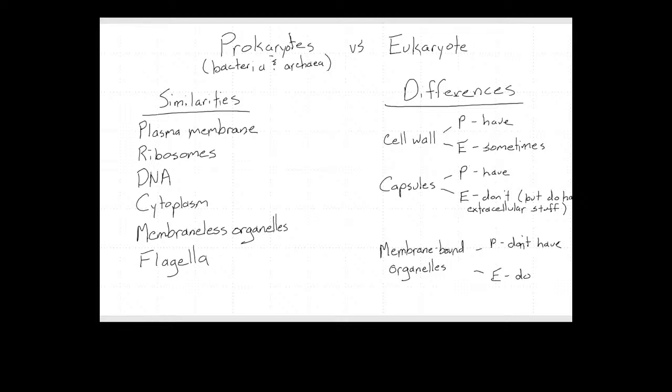Now, eukaryotes, the answer is sometimes. For example, yeast and plant cells have cell walls, but many other branches of the eukaryotic tree, including animal cells, do not have cell walls.